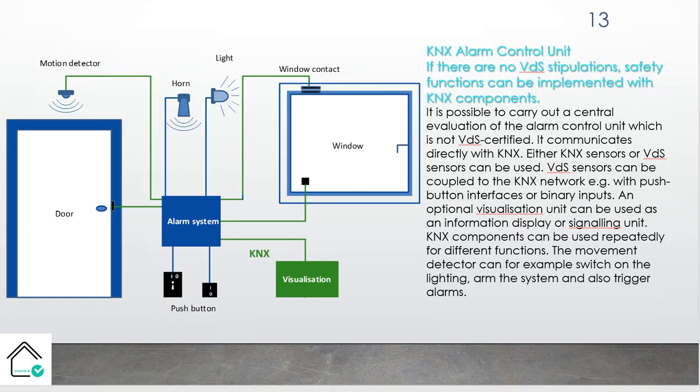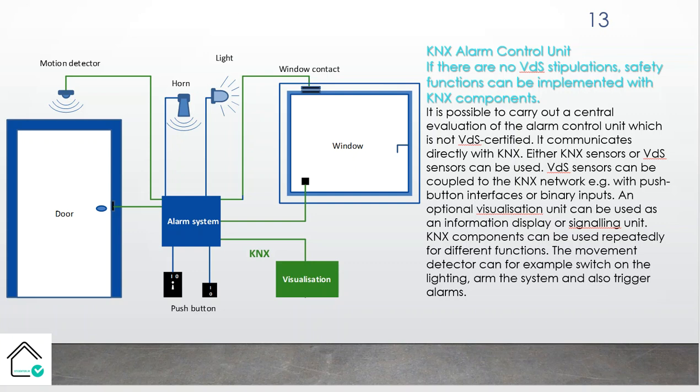The next one is, you can use the motion sensors and contact sensors in KNX, but you have the alarm systems individual also. KNX alarm control unit, if there are no VdS in this, safety functions can be implemented with KNX components. It is possible to carry out a central evaluation of the alarm control unit, which is not VdS certified. It communicates directly with KNX. Either KNX sensor or VdS sensor can be used. So here you can use KNX or VdS sensor. It is possible.